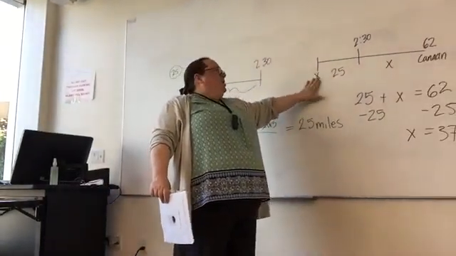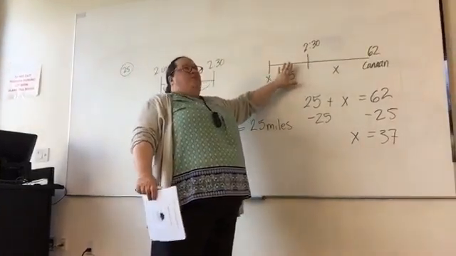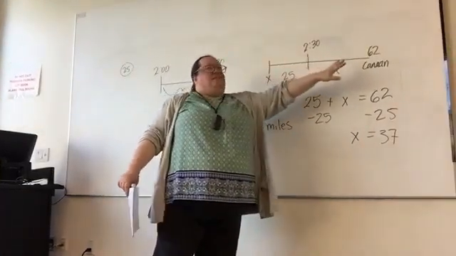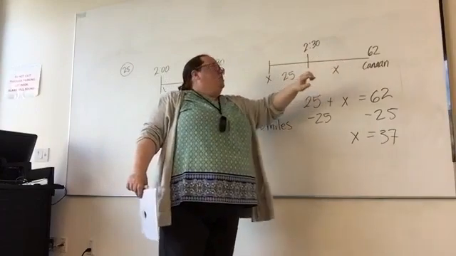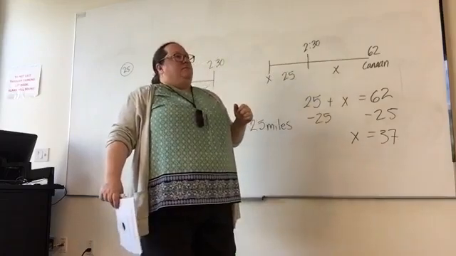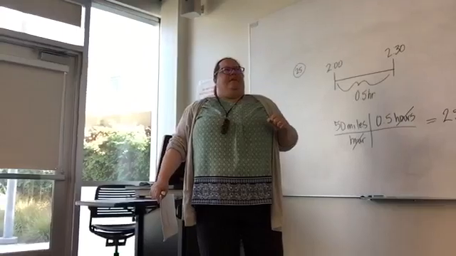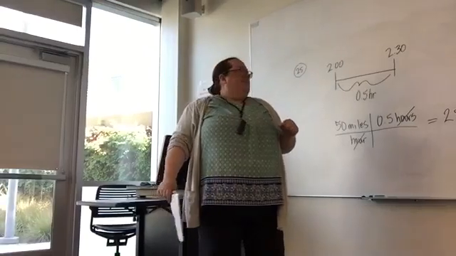So here's where I started. By 2:30, I've traveled 25 miles, but the total distance to Canaan is 62. So 62 minus 25 gives me my remaining distance. Questions about that setup? Okay.